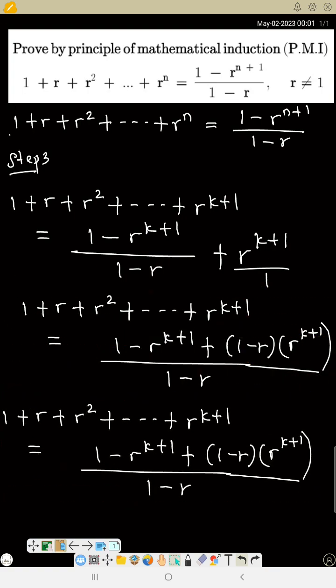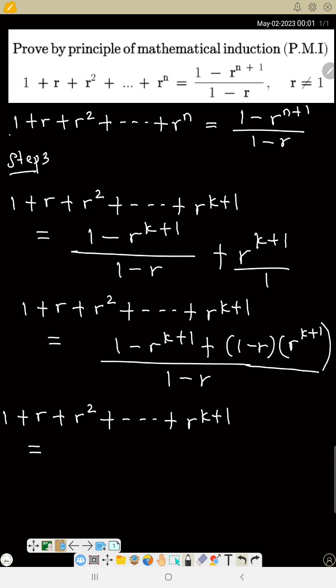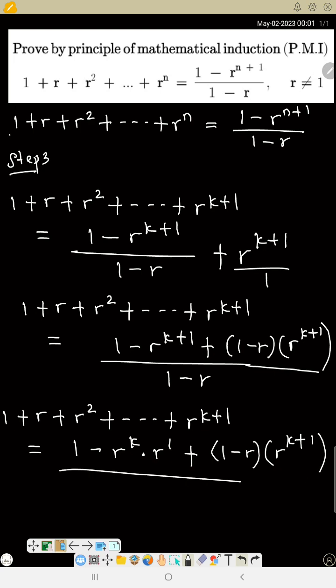So another step. So this, we can split this using law of indices. So 1 minus r raised to power k times r, because r is r raised to power 1. So r raised to power k times r raised to power 1 is r raised to power k plus 1. There. So plus 1 minus r raised to power k plus 1. Everything over 1 minus r.